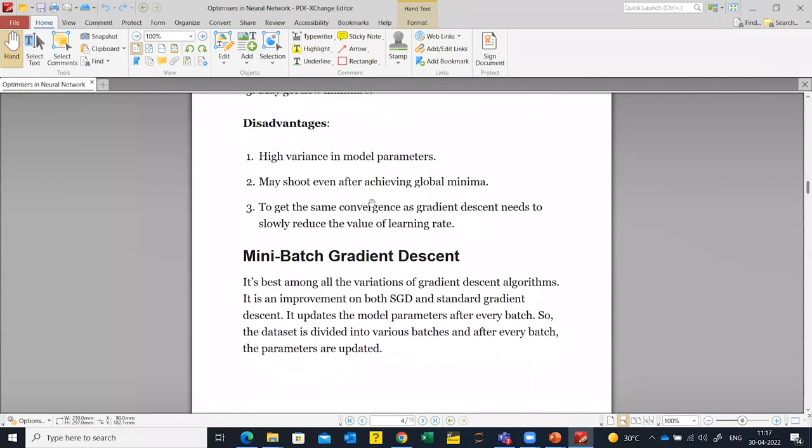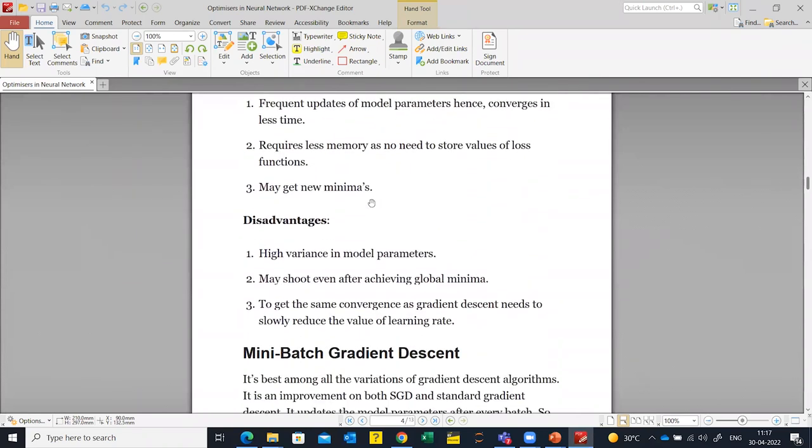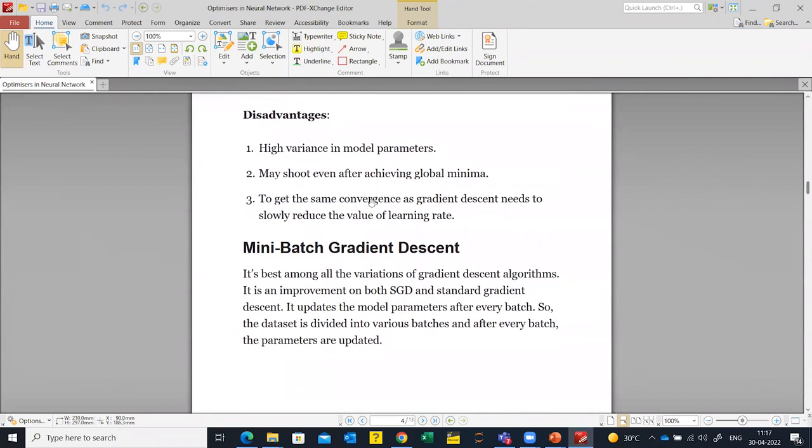Now, the disadvantage with stochastic gradient descent is the high variance in the model parameters. Obviously, because it is doing this a lot of times, the variance might be high, and it may shoot even after achieving global minima.